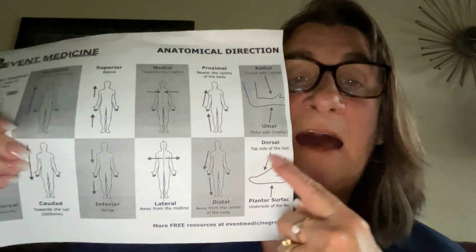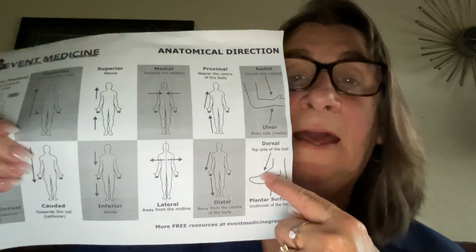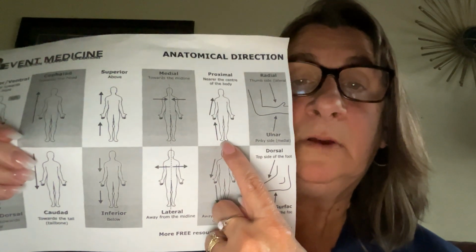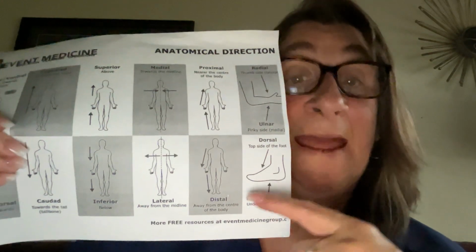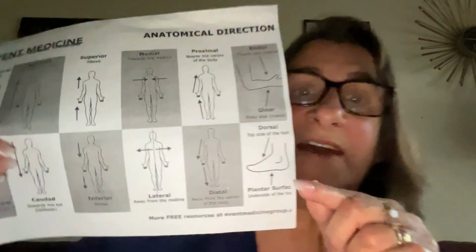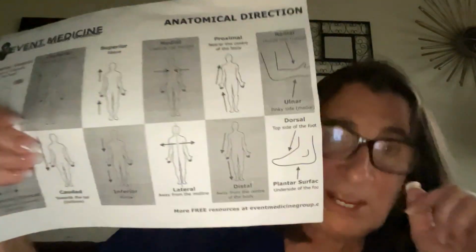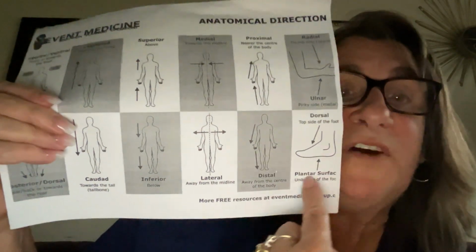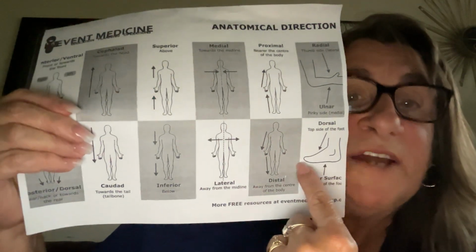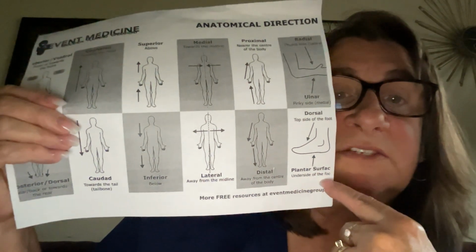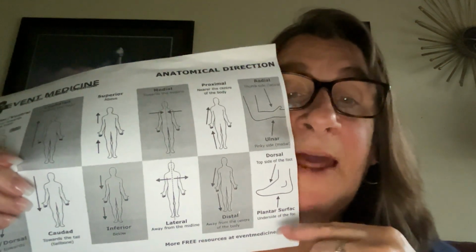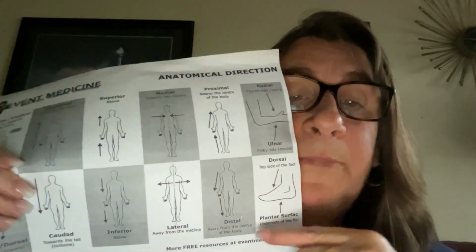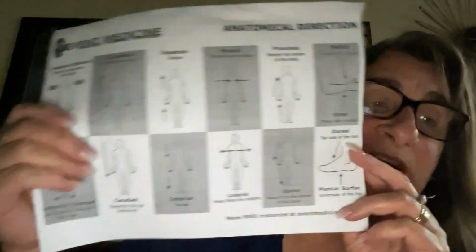Okay? Foot, a little bit different. The top side of the foot is dorsal. Okay? Anatomical position, dorsal. Plantar, how I remember this is you plant your foot. You plant your foot down. That's the plantar surface. That's where your heel is, the bottom of your foot. What it says is underside of the foot. Underside of the foot is the plantar surface. Dorsal is the top. So there's those.